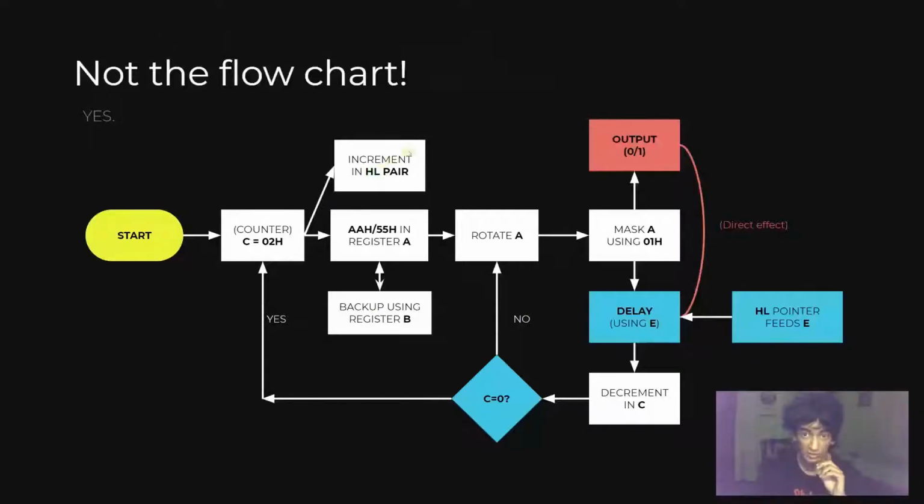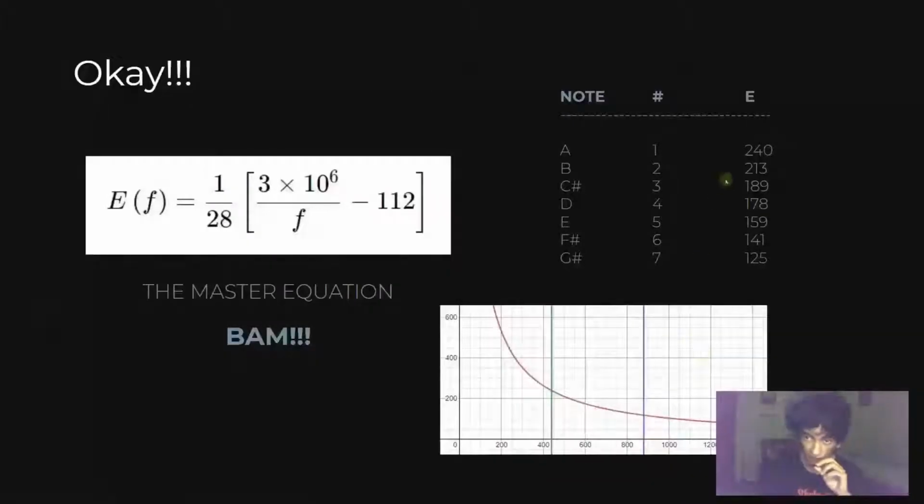Why do we use the HL pair? Here comes the concept of implementing square waves of different frequencies, that is, in our case, the frequencies of the A major scale. So we point where the HL pointer actually points, we store our input there, and we use E to call that input and put it into the delay box. So as I have shown before, these values of E correspond to this note.